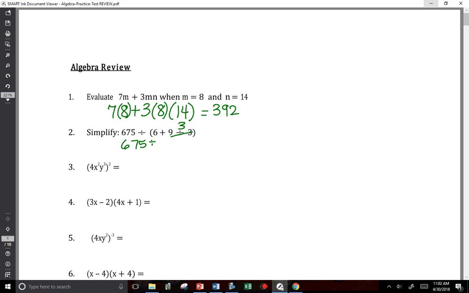So we have 675 divided by 9. You can put the whole thing in the calculator, folks. The calculator does know the order of operations. I hope it does. 75. Did y'all get 75?